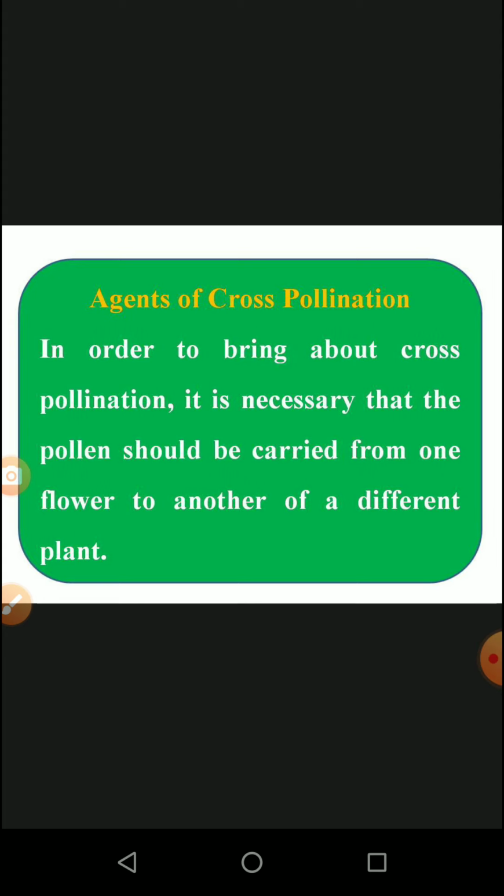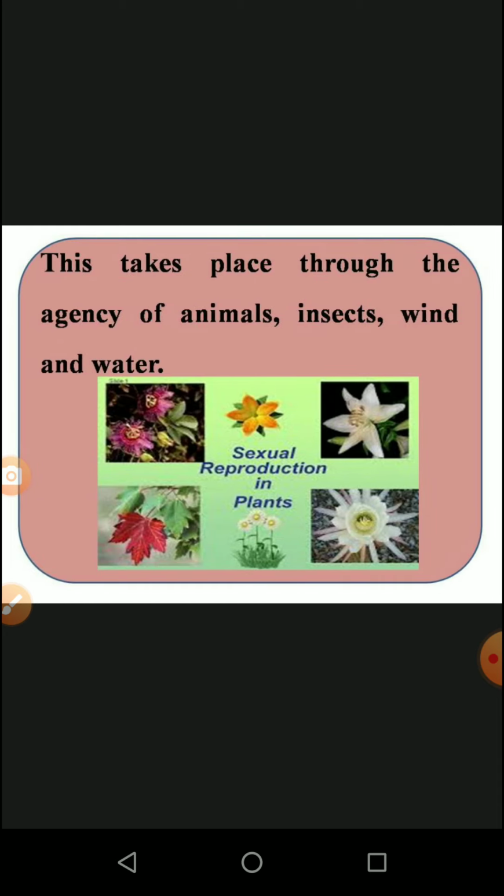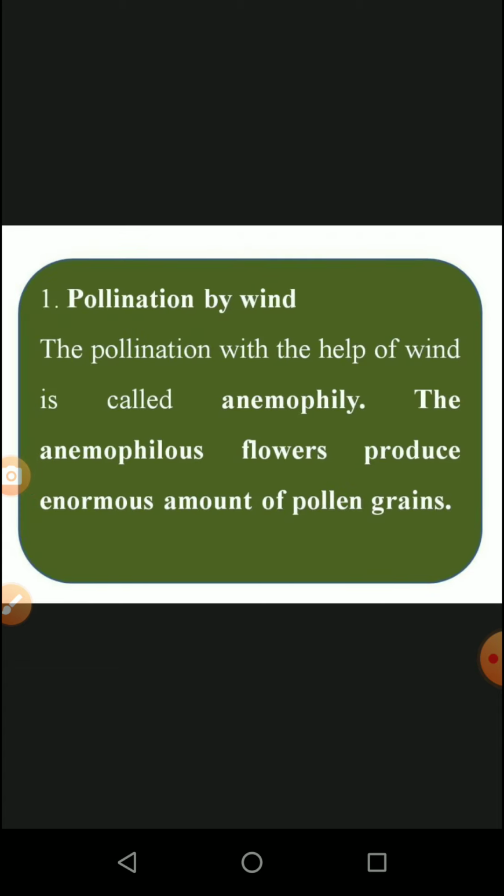Now the agents for cross pollination: to bring about cross pollination, pollen must be carried from one flower to another flower on a different plant. So they need agents, and this takes place through animals, insects, wind and water. The first one, pollination by wind, is called anemophily. Anemophilous flowers produce an enormous amount of pollen grain, a large quantity of pollen grain.